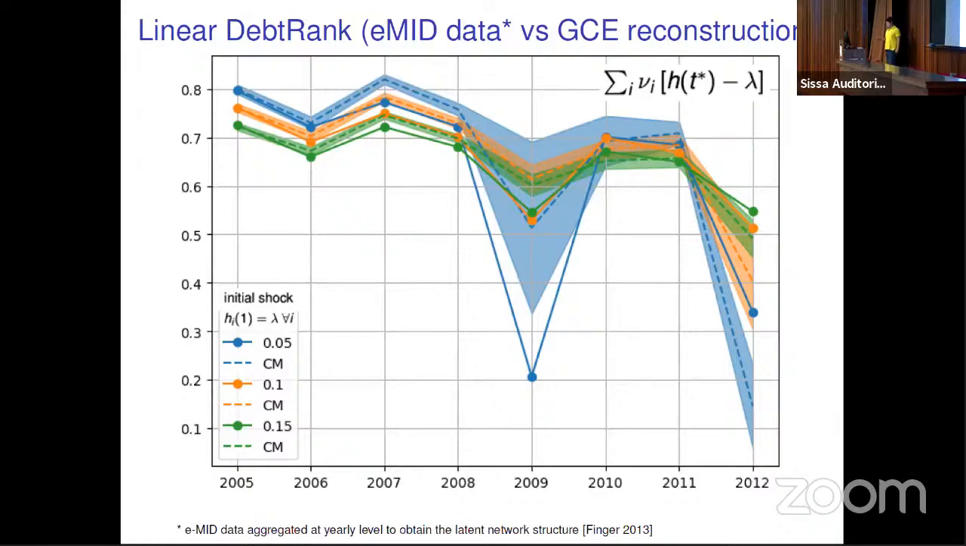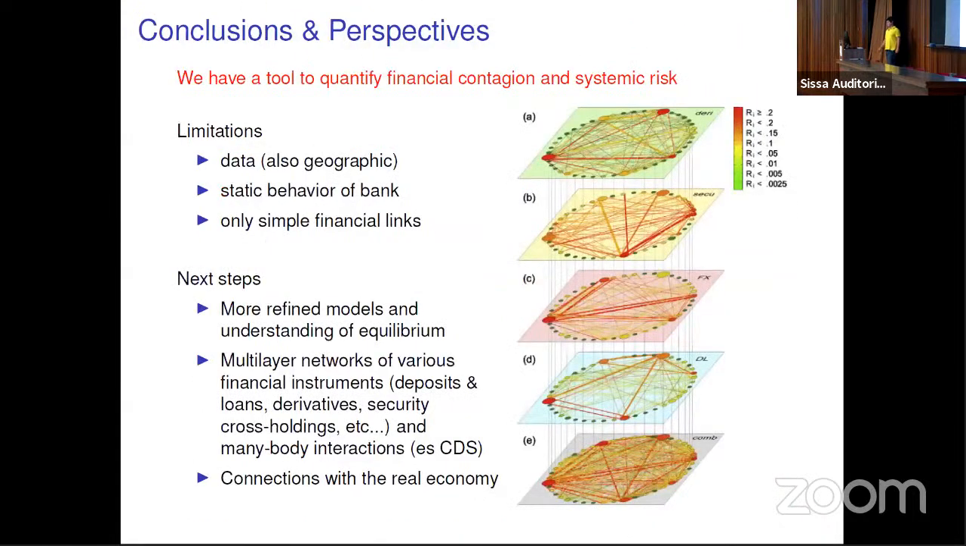Let me go to conclusions. I hope to have showed you very briefly that this network modeling together with statistical physics allows you to build a quantitative tool to assess systemic risk. There are several limitations. The first is data, as it's clear from the need to reconstruct the network. The fact that you assume static behavior of banks, and the fact that you have only simple interaction.